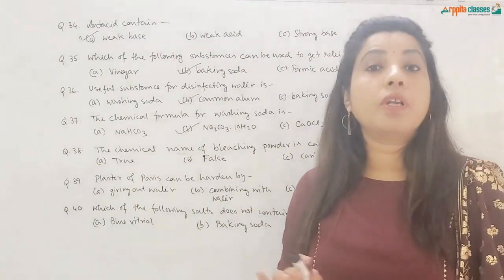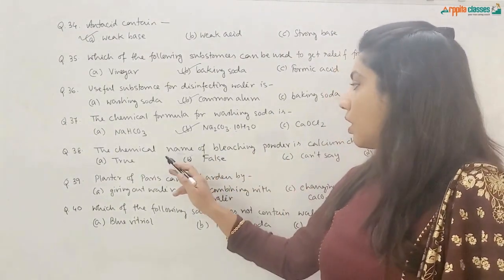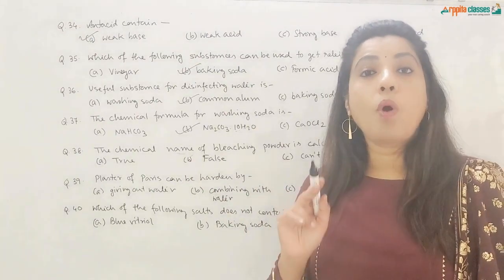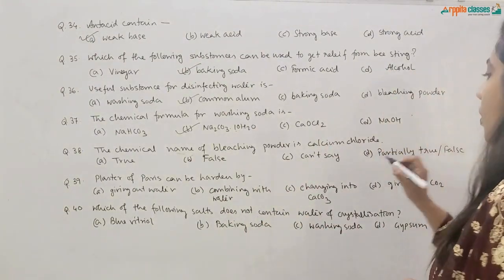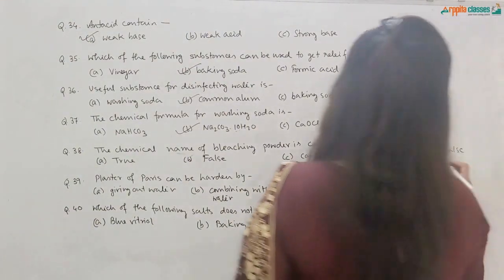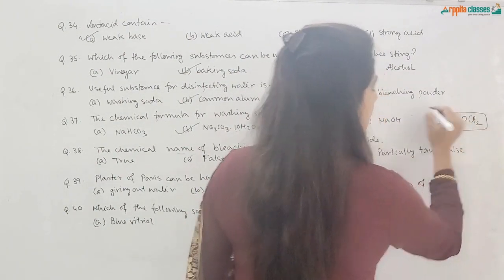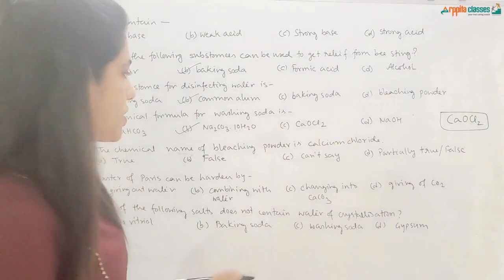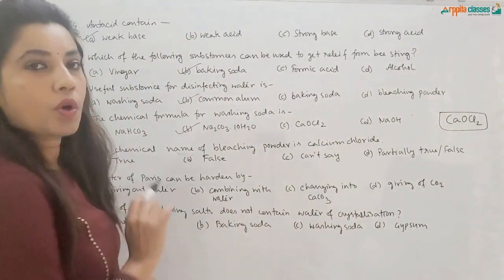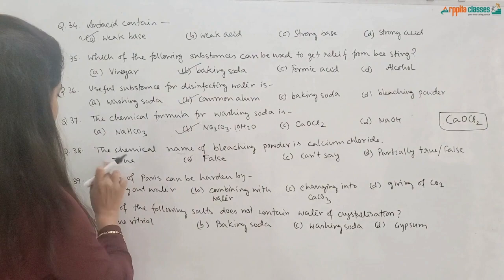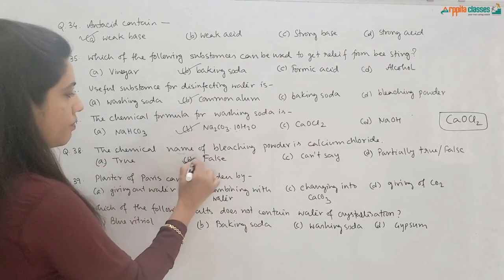The chemical name of bleaching powder is calcium chloride. It is absolutely wrong. The chemical name of bleaching powder is calcium oxychloride because the chemical formula is CaOCl2. So the chemical name of bleaching powder is calcium oxychloride. So this is wrong. This is absolutely wrong. False statement.